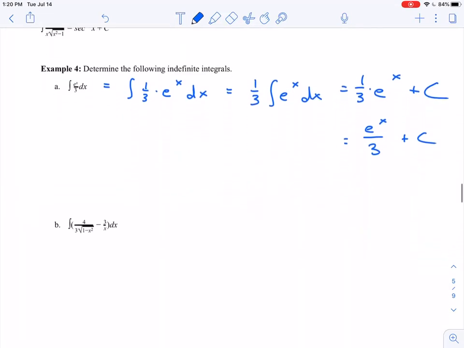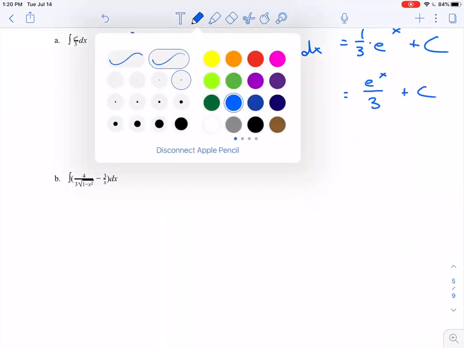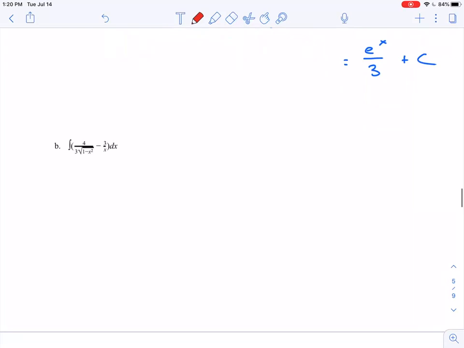First thing I'm going to do, though, is I'm just going to simplify this. I'm going to break it up into a few different integrals just because this does look a little bit more complicated than the types of functions we've been working with. So I'm going to first of all say, well, this is the integral of 4 over 3 radical 1 minus x squared dx minus the integral of 3 over x dx. I'm just going to make two separate integrals.